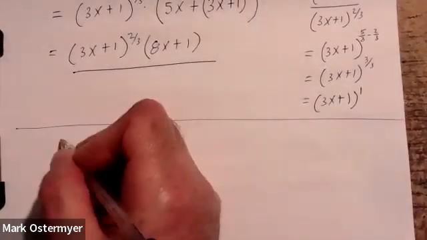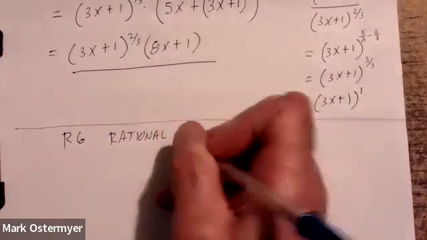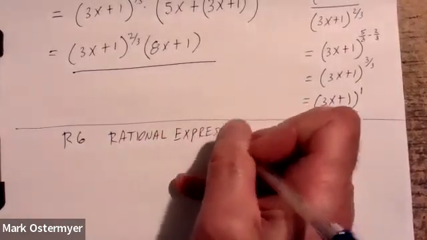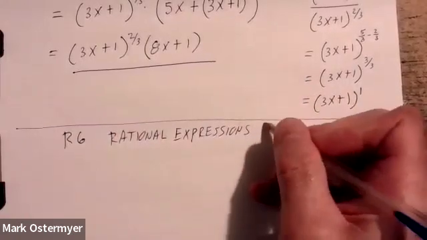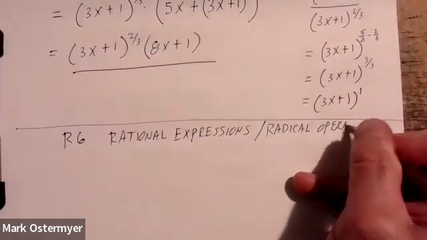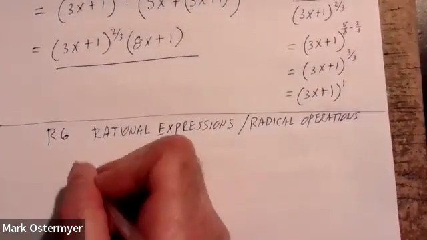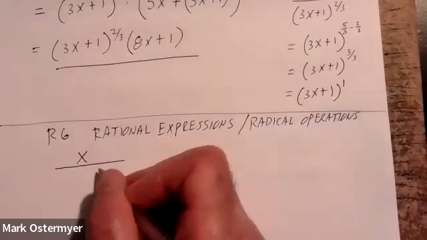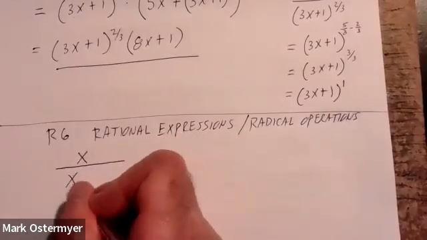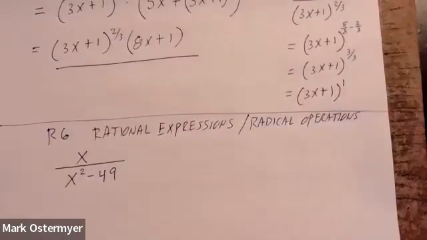All right, so ladies and gentlemen, we're now going to turn our attention to R6, which is entitled Rational Expressions and radical operations. All right, first of all, what's a rational expression? A rational expression is any expression where you have a polynomial over a polynomial. So here's an example of a rational expression in mathematics, because we have a polynomial over a polynomial. In particular, we have a monomial over a binomial. This is collectively called a rational expression.